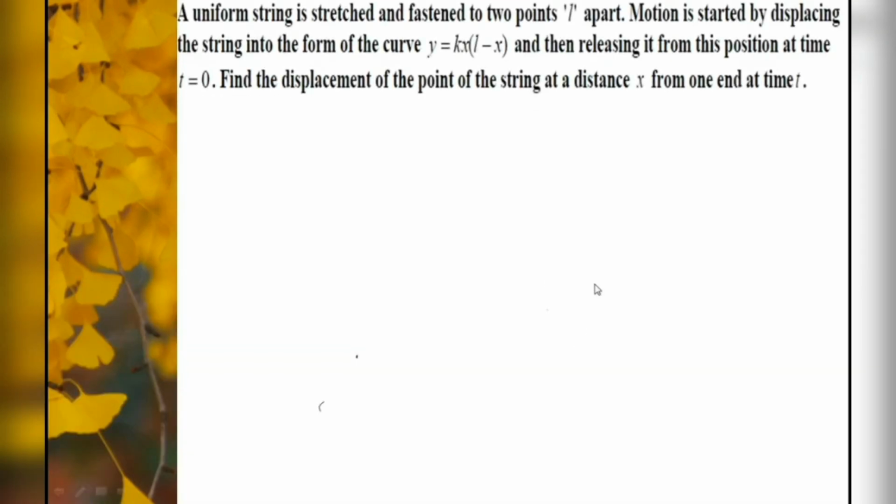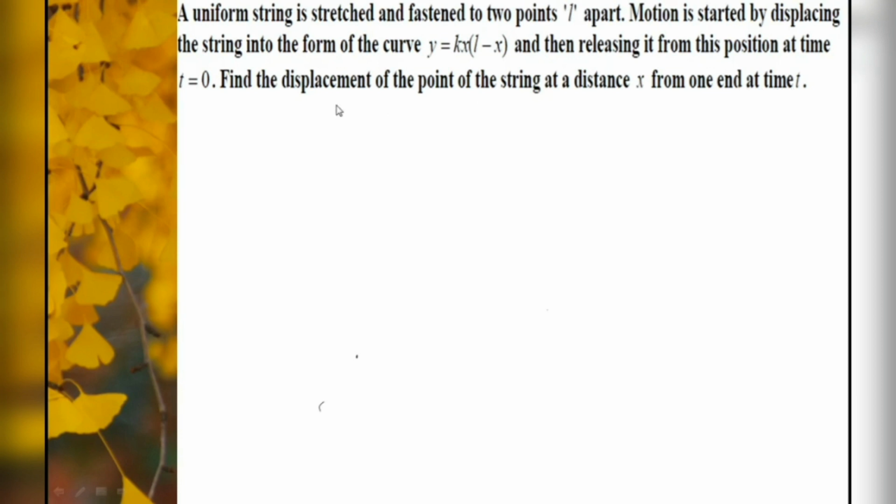Consider a string of length L with two ends held fixed. That is what is given: it is stretched and fastened at two points L apart. Motion is started by displacing the string into the form y equal to kx into L minus x, and then releasing it from this position at time t equal to 0. Find the displacement of the string at a distance x from one end at a time t.